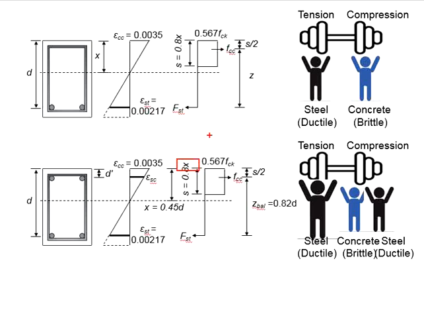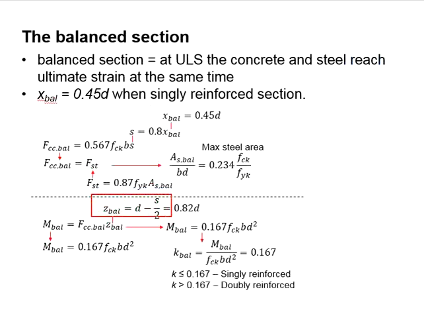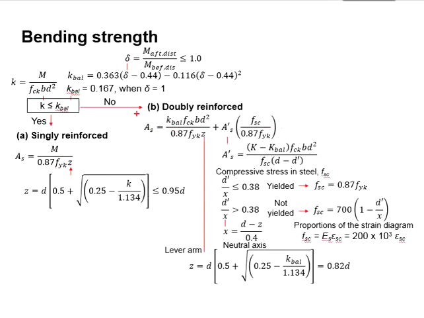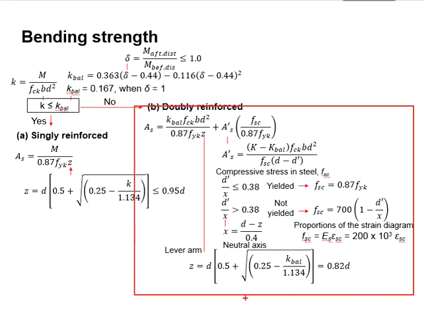When x equals 0.45d, the z balance here will be from the centroid of the tensile reinforcement to the center of the stress block diagram, which is half of the height of the s, as expressed in the function here, which ultimately equals 0.82d. Now, if you look at the list of the equations here, when it comes to the z, we will always use 0.82d for the doubly reinforced member.